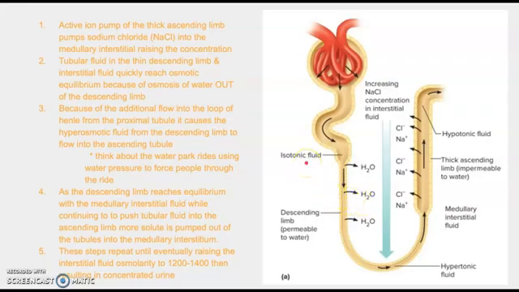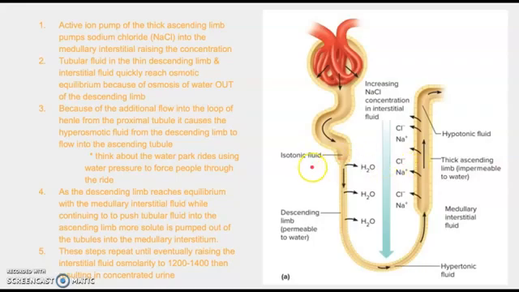Okay, number 3, because of the additional flow into the loop of Henle from the proximal tubule, here's our proximal tubule, which pushes the fluid into the descending limb. It causes a hyperosmotic fluid from the descending limb to flow into the ascending tubule. So here we see it flows up into the ascending limb. I want you guys to think about water park rides using water pressure to force people through the ride.